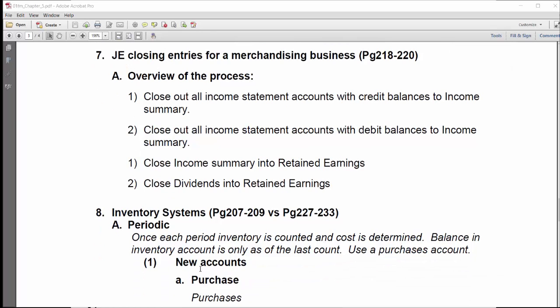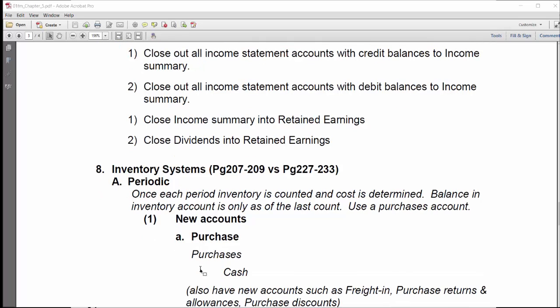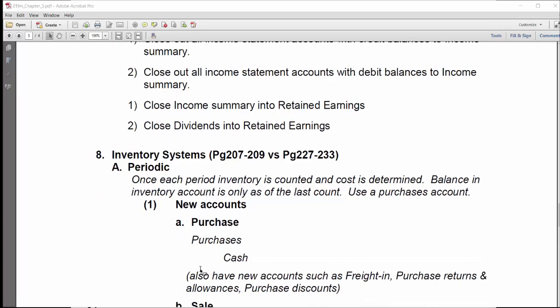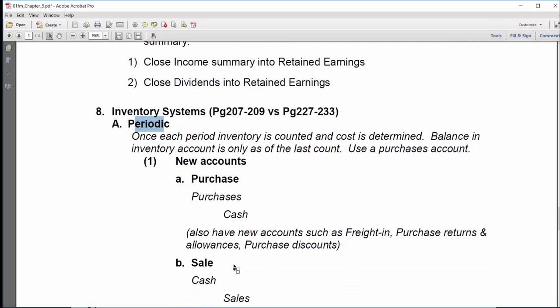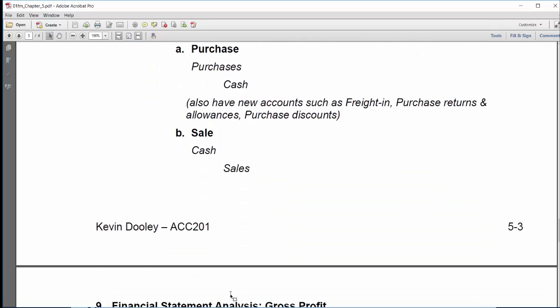So new accounts for this periodic system would be purchases, and if you have returns, you would have purchase returns and allowances. If you receive discounts, you'd get purchase discounts. If you had freight on incoming merchandise, you'd use a freight in account. All of these accounts you do not have in a perpetual inventory system, but do have in a periodic inventory system. Last, when you make a sale, you'll debit cash or accounts receivable and credit sales, and that's it. No recording of cost of goods sold.